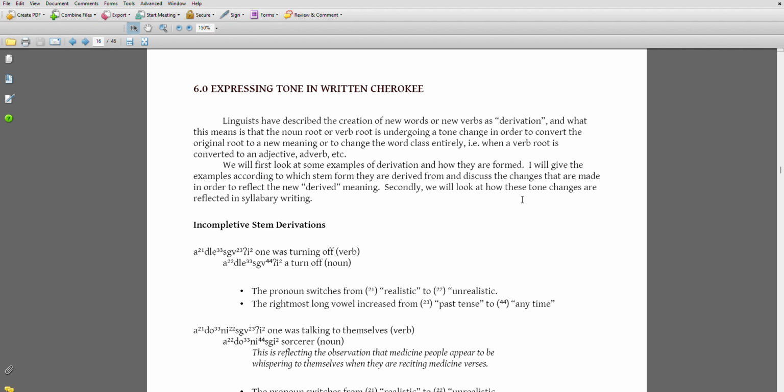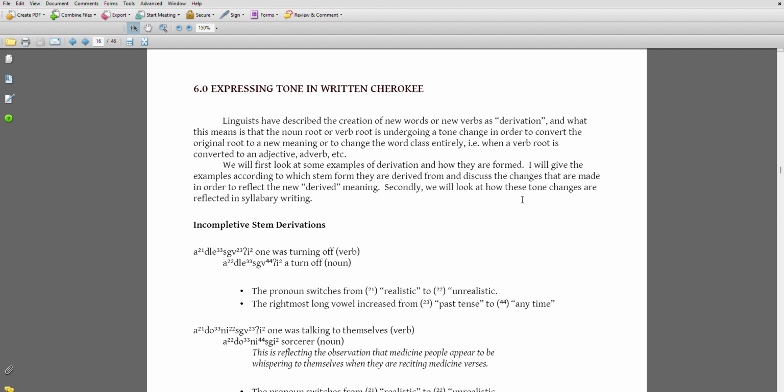We will first look at some examples of derivation and how they are formed. I will give the examples according to which stem form they are derived from and discuss the changes that are made in order to reflect the new derived meaning. Secondly, we will look at how these tone changes are reflected in syllabary writing.